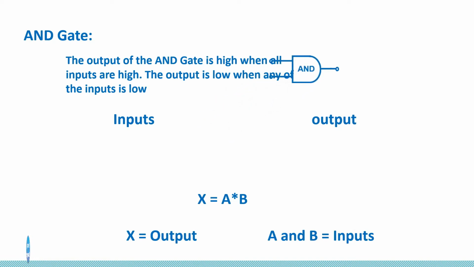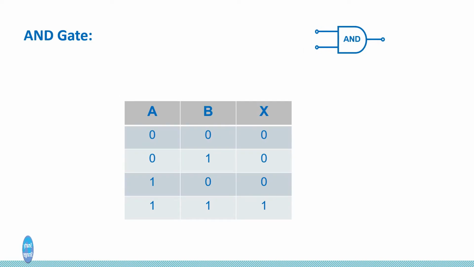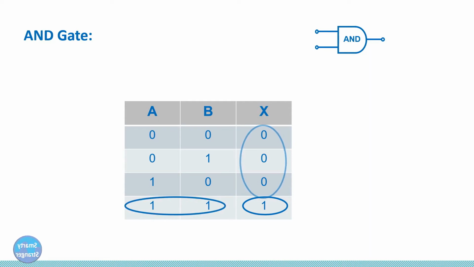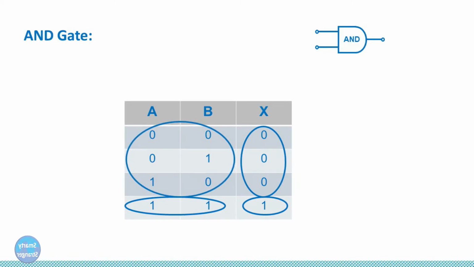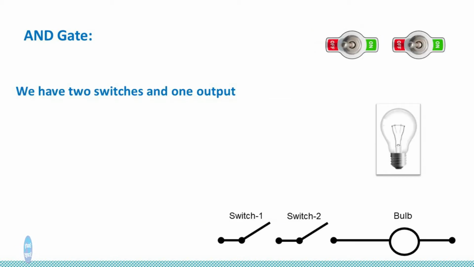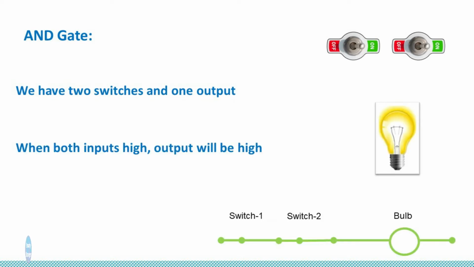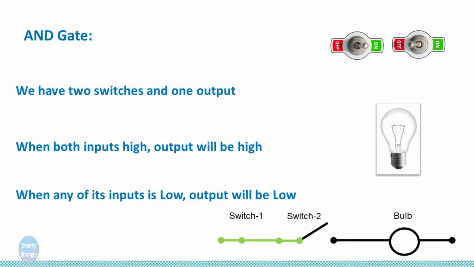If we draw its truth table, it would be like this. Consider the table. The output of the AND gate is high when all inputs are high. The output is low when any of the inputs is low. Now we try to understand its logic by making an electric circuit. We have 2 switches and 1 output. When both inputs are high, the output will be high. When any of its inputs is low, the output will be low.